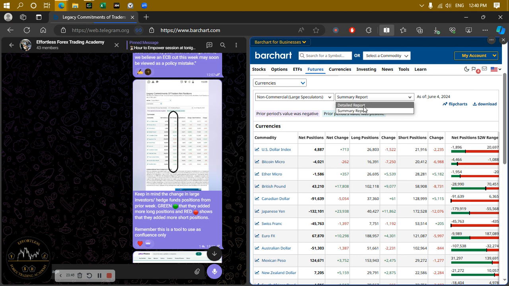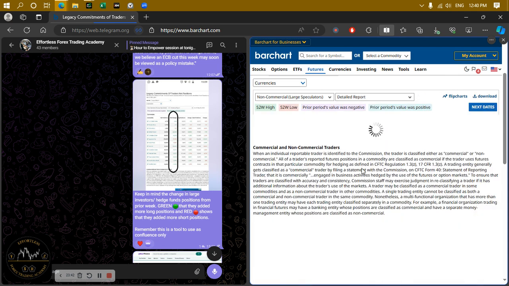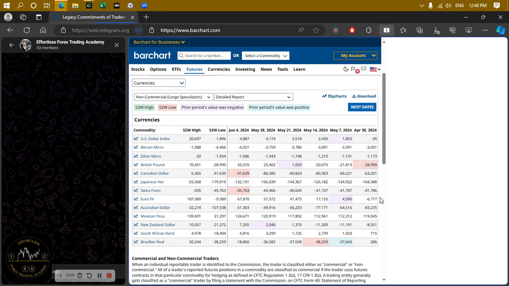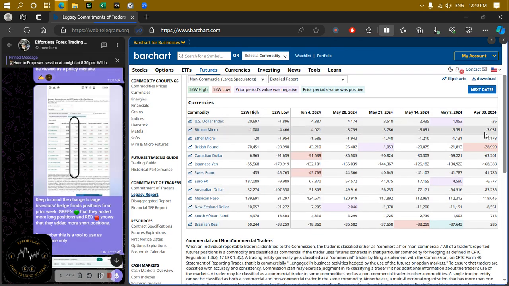But essentially, if we click here and then we select detailed report, that is when we'll be able to see the changes, right, for the different weeks. So as you can see, as of April 30th for the pound, they were sitting at negative 28. So they moved from negative 28,000 to now where they are at positive 43,000. So they've been adding long positions all this time on the British pound, right?